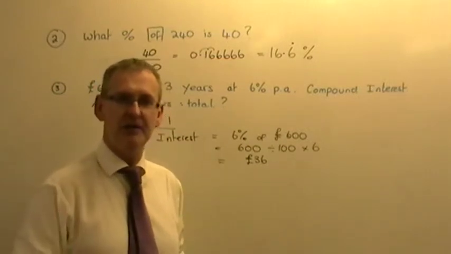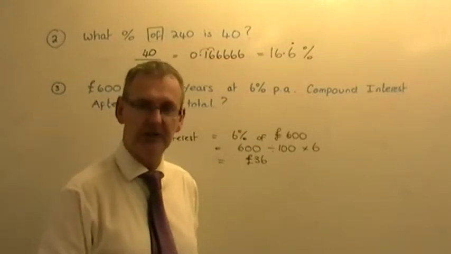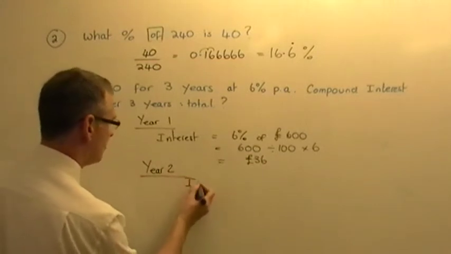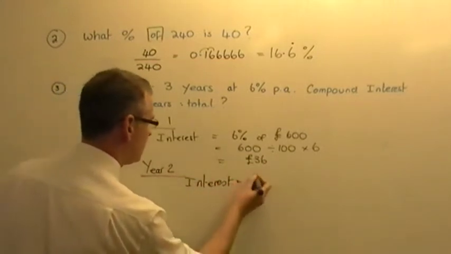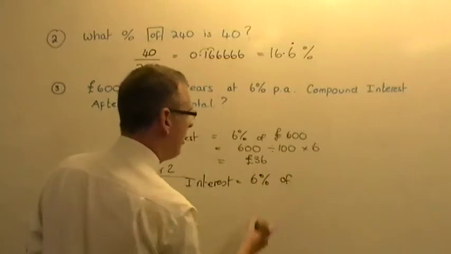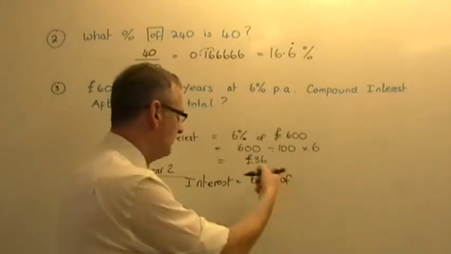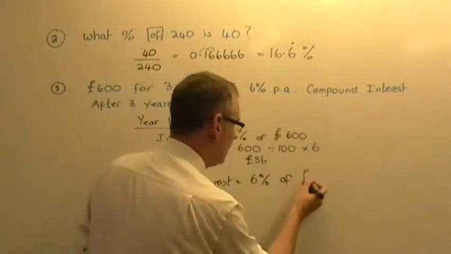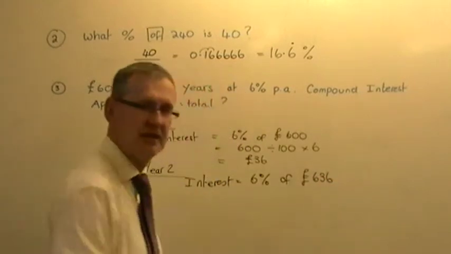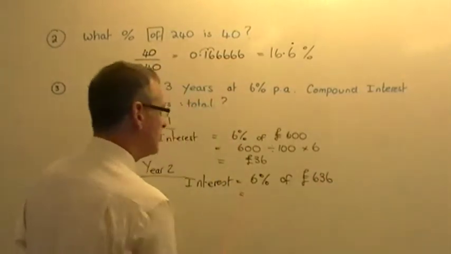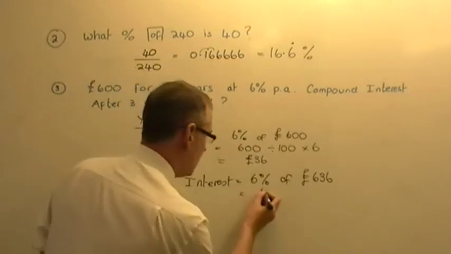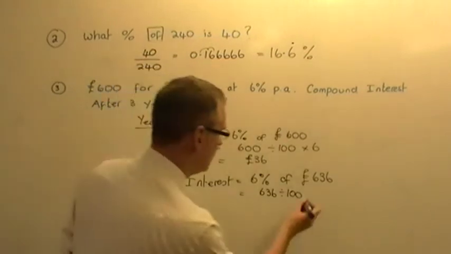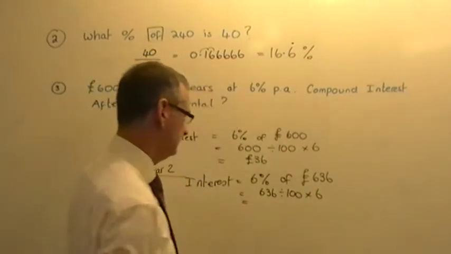Now when you come to the second year, you have to do a second separate calculation. So I would do year 2. Let's work out the interest for year 2. The interest will be 6% again, but it's no longer of £600 because the bank for the first year has given you £36 in interest. So we have now a grand total of 636 in the bank. So 6% of 636. If you divide it by 100, that gives you 1%. Times it by 6 will give you 6%.